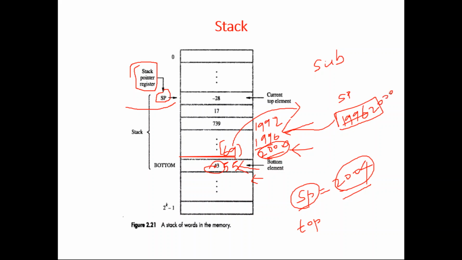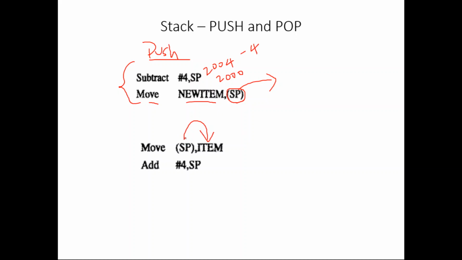So see the code. Move SP comma item. Wherever SP points, the value at that location is moved to item, which is a memory location. One of the memory locations will be named item. Whatever item you are popping will be moved to this location item. Then increment the stack pointer: add hash 4 comma SP. So if previously SP was 1996, now it will become 2000. So this is the logic for push and pop.